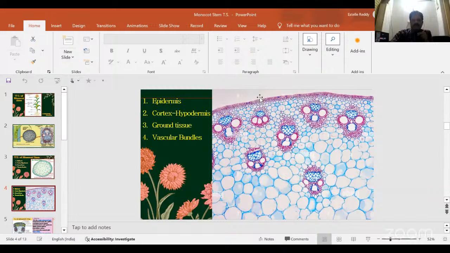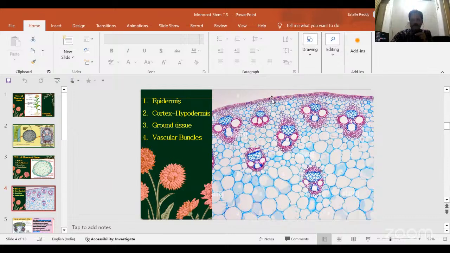Yesterday we saw that trichomes were present in dicots, whereas here you cannot see any epidermal hairs. So this is the difference between dicot stem and monocot stem. In monocot stem, the epidermis is as usual single layered. Cells are barrel shaped, closely packed. There is no secondary growth, that's why you can see stomata also.